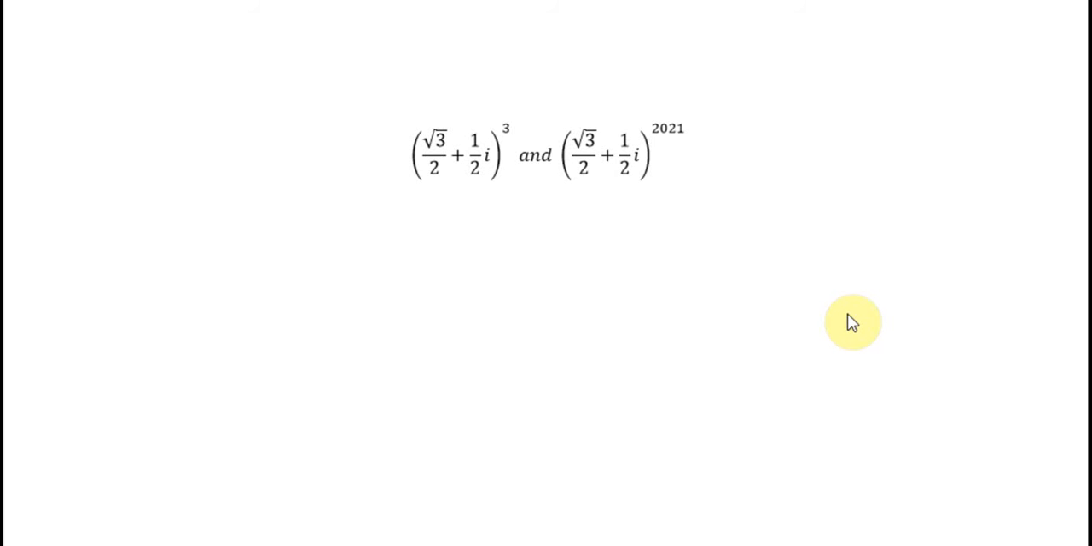Hello everybody, so today I will talk about the calculus. The topic today is about complex numbers, and here I just have two complex numbers and we need to calculate this one. So in this situation we will use De Moivre's theorem.